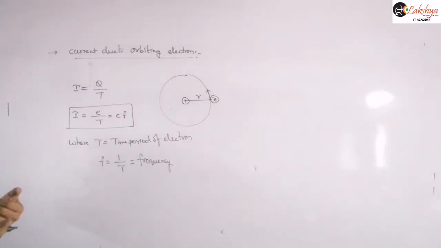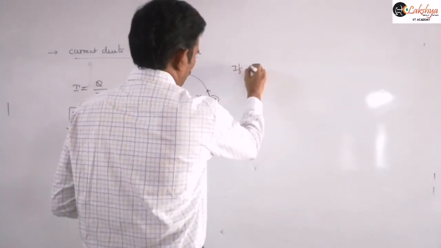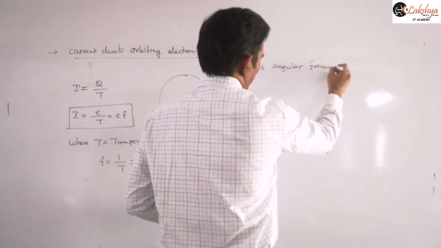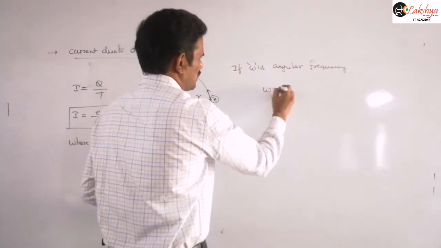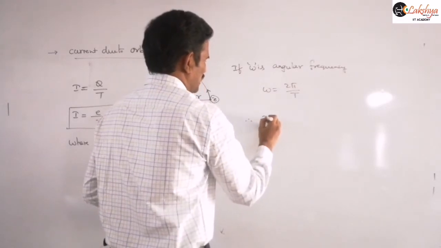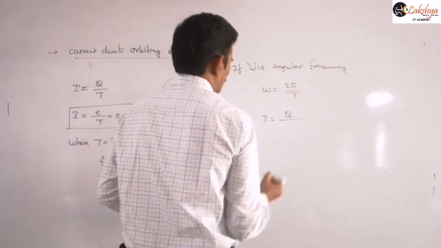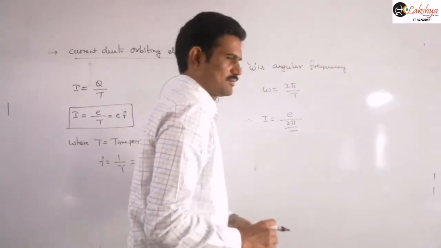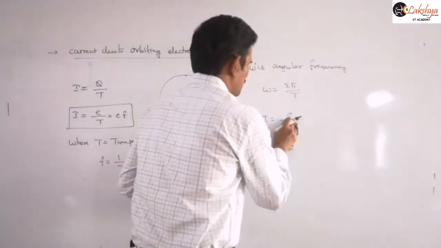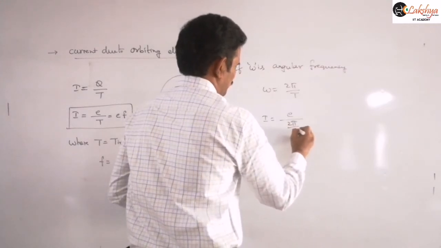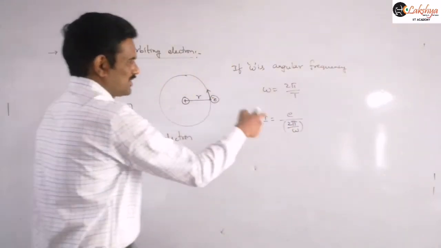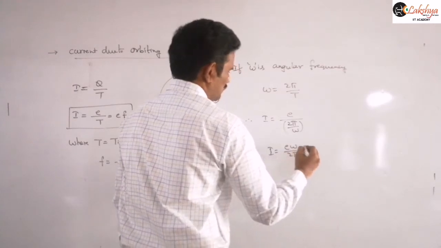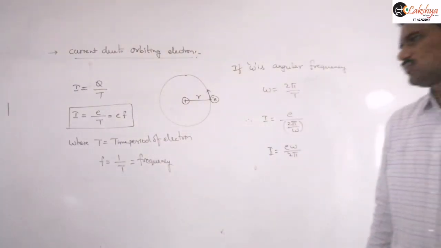And instead of this frequency, if angular frequency is given, if omega is angular frequency, then I can write omega is equal to 2 pi by t. Therefore, this current I can be expressed as e by, we are taking that as e by 2 pi by t. Sorry, the t value we need to substitute there. So the t value, if I substitute 2 pi by omega, we need to substitute here. We are replacing this t value from this expression, right? So the t value from this we can write as 2 pi by omega. And therefore this I value you can express as e omega by 2 pi. So depending on the given information we need to write this.